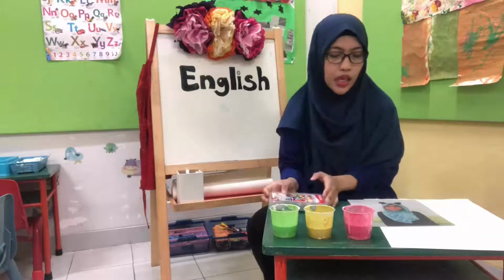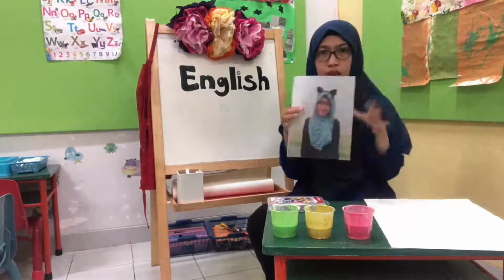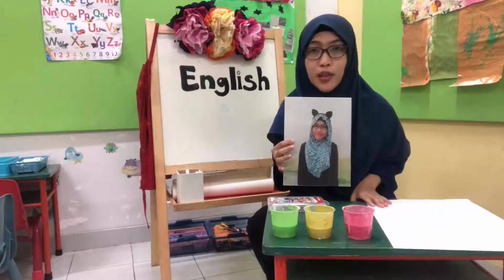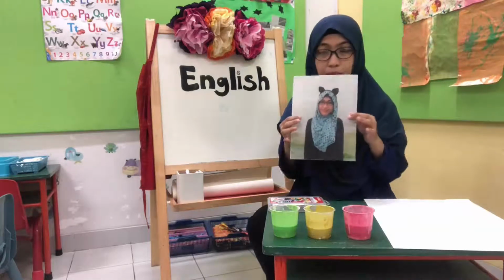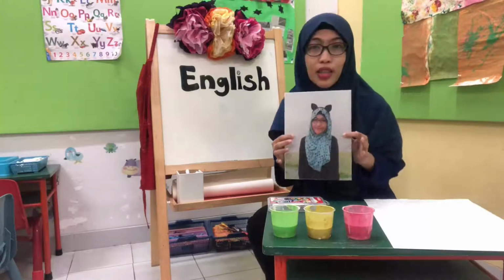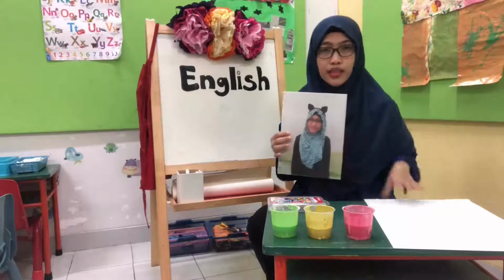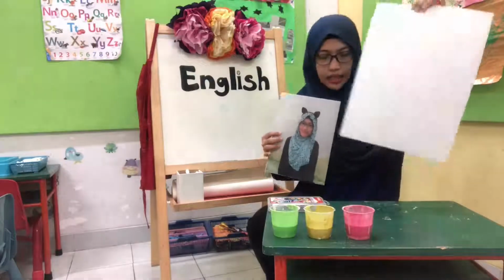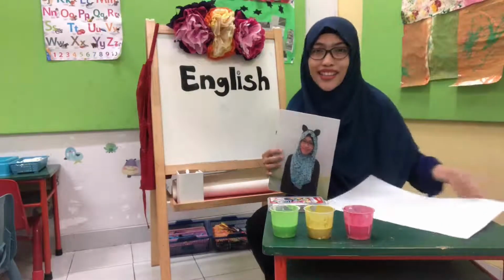Okay, why do we need the picture? Because children usually learn through concrete materials, so they need pictures to know how they look, so they may draw themselves on this blank paper. Okay, so this is how we're going to work.